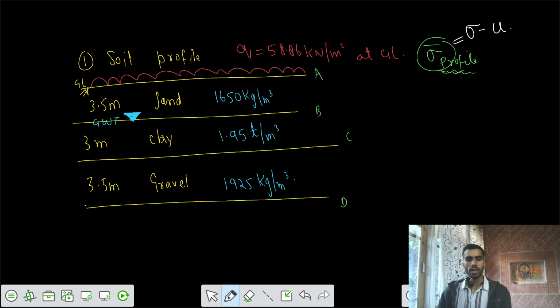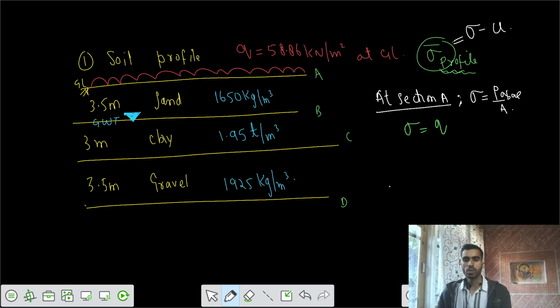Let's take the section A. What is the stress at section A? At section A, what is the weight above? The total stress is the weight above divided by the cross-section area. So the total stress at point A equals q, because there is no soil layer above the ground level. The stress because of the soil is not there, we only have the surcharge, the external stress applied, so that equals q.